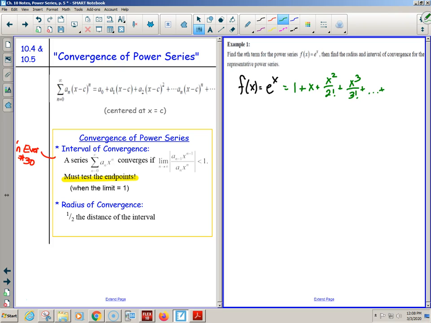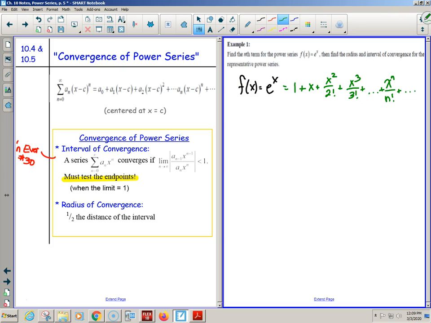Why did I have you write down the nth terms in Endeavor number 27? So that you could have them to do the ratio test if necessary. Or if they ask you for the general term, which they didn't specifically in this one, but I'm still going to write it because it might help us out a little bit. x to the n all over n factorial.